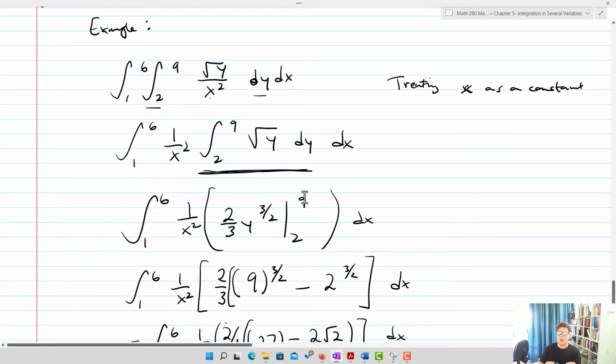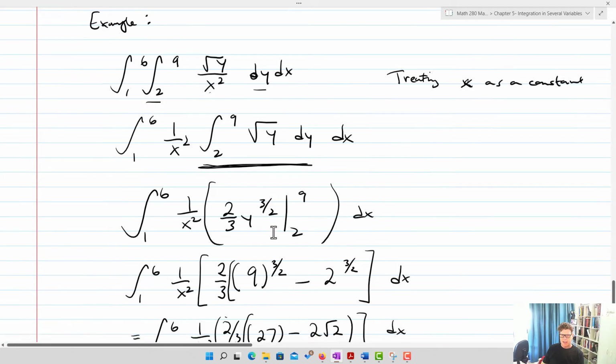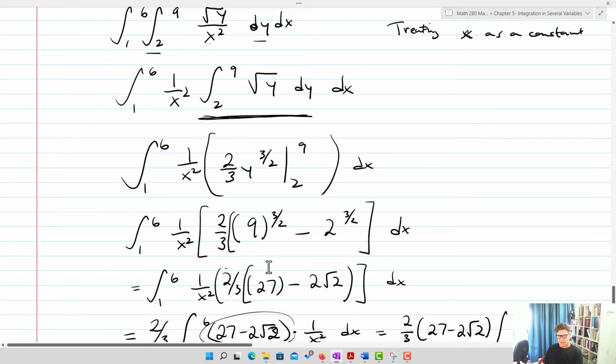So I did the evaluation before I did anything else. Okay, so I went in and evaluated. And once I've evaluated, what I ended up getting is 27 minus, like I said, 2 root 2, right, times 2/3. And this is just a constant. I know I didn't evaluate the constant, but that's okay.